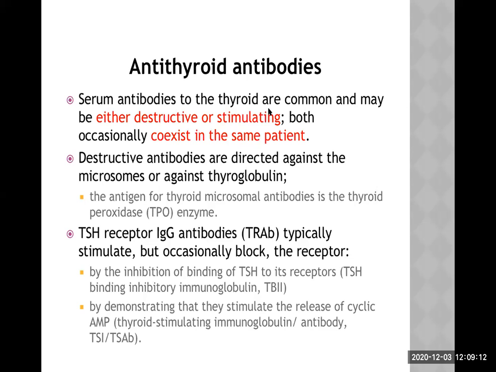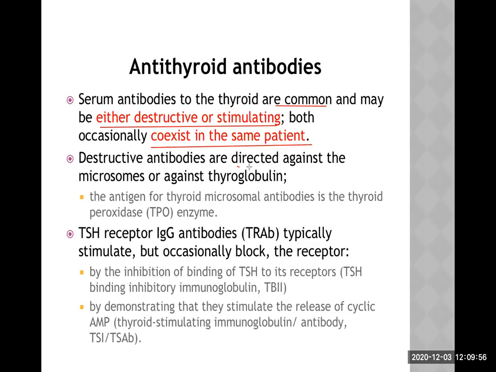Serum antibodies to the thyroid gland are common. It's quite common, and it may be either of the destructive or stimulating type. Both occasionally coexist in the same patient. That's what I was talking about right now. Now, don't be surprised if you find inhibitory antibody in a Graves' disease patient and stimulatory antibody in a Hashimoto's thyroiditis patient. But they are completely different conditions. Graves' disease is all about hyperthyroidism, whereas Hashimoto's thyroiditis mainly presents with hypothyroidism. That's the meaning.